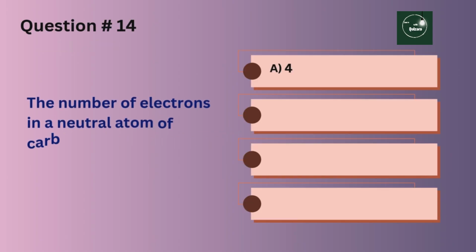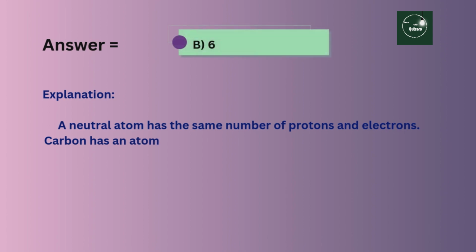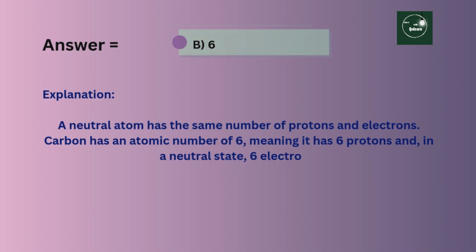Question number 14. The number of electrons in a neutral atom of carbon, C, is A. 4. B. 6. C. 8. D. 12. Answer is B. 6. A neutral atom has the same number of protons and electrons. Carbon has an atomic number of 6, meaning it has 6 protons and, in a neutral state, 6 electrons.